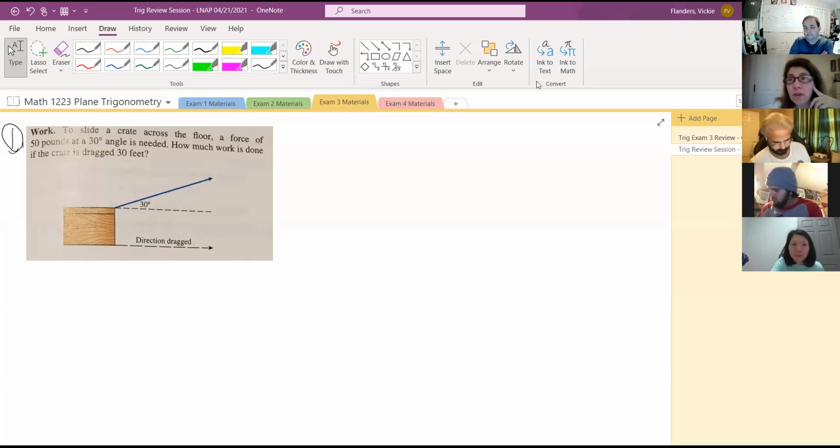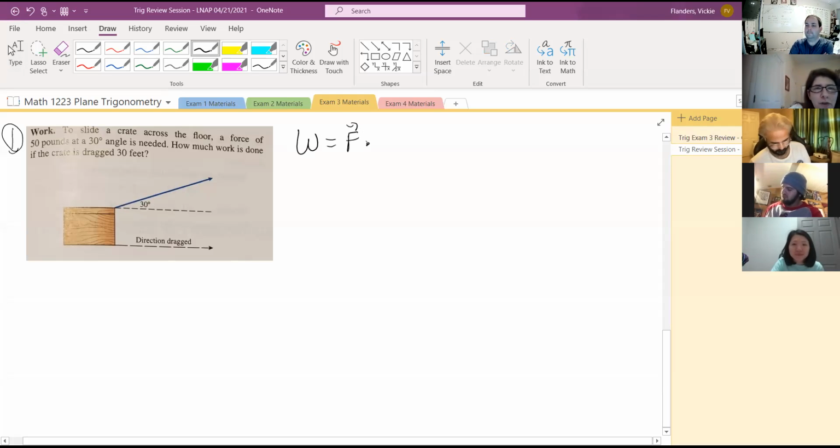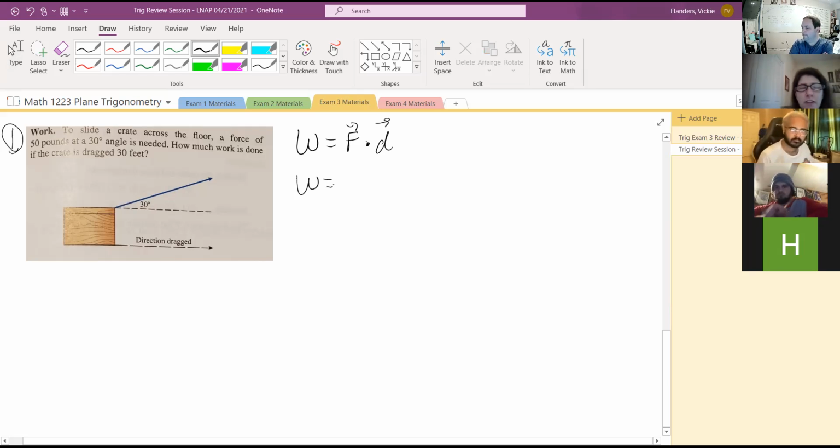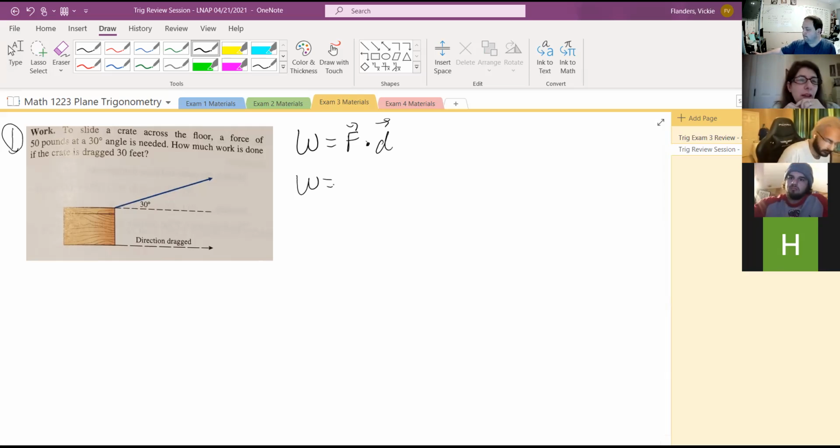And I can say W is the force times the distance. So force vector times the distance vector. But the force vector is not in the line of motion. You see, the motion is horizontal, and the force vector is made at a 30-degree angle.